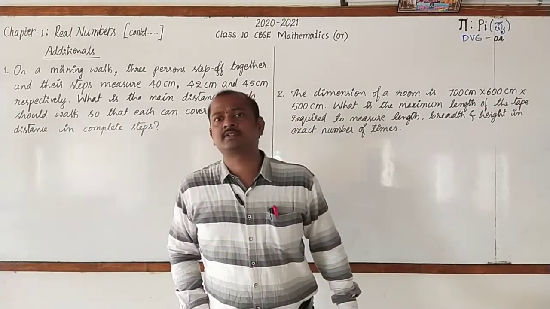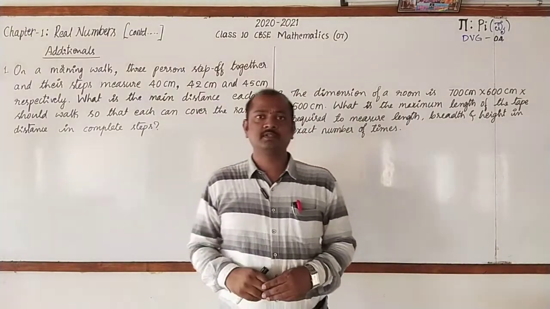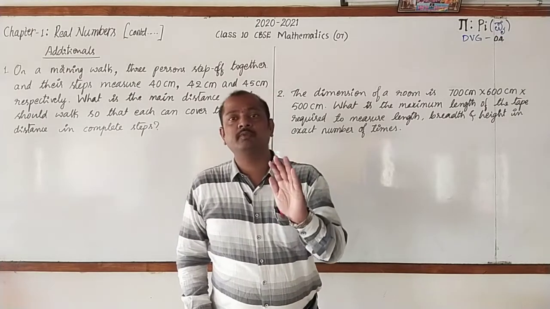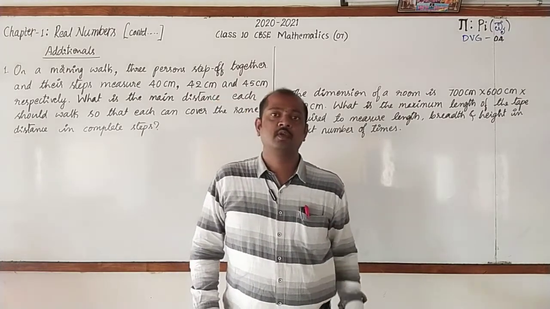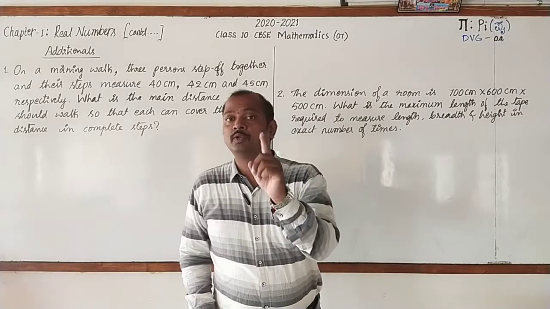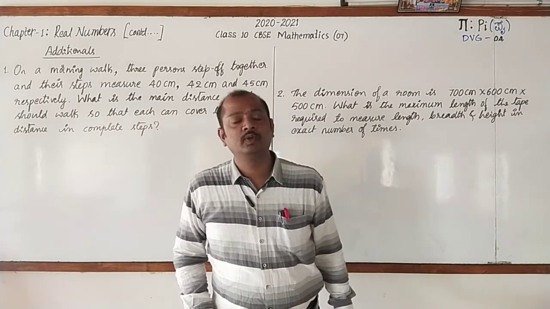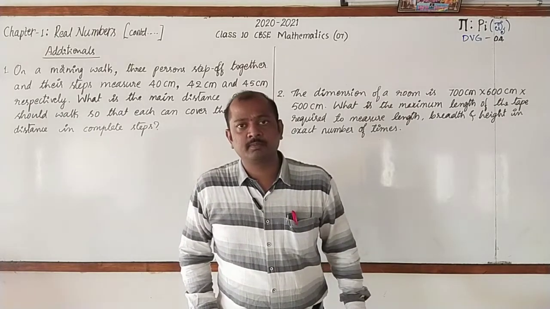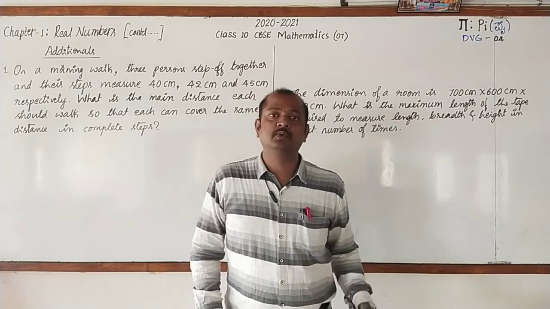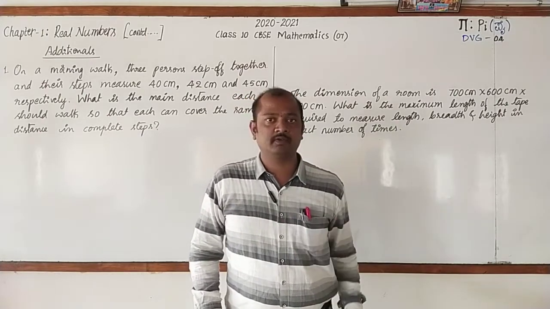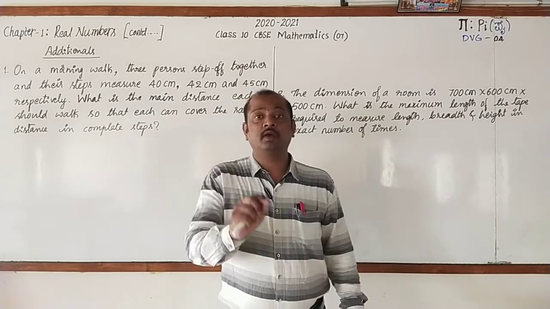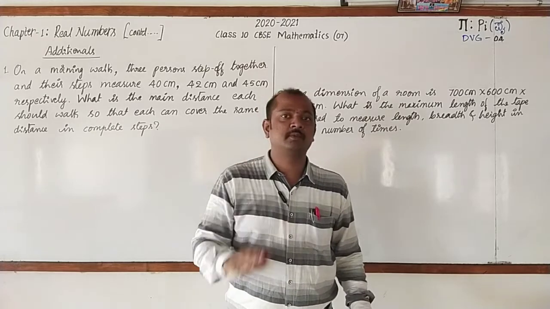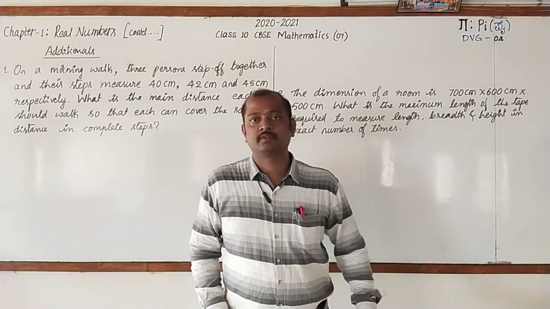Dear students, in the last class we were discussing the chapter Real Numbers. Now let's continue this. As we know, in this chapter we have already finished two exercises. One is exercise 1.1, which was completely related to Euclid's division algorithm, and the second one, exercise 1.2, was related to the fundamental theorem of arithmetic, right? Both are over, and now we are going to focus on a few simple additional problems on the second exercise. Got it?